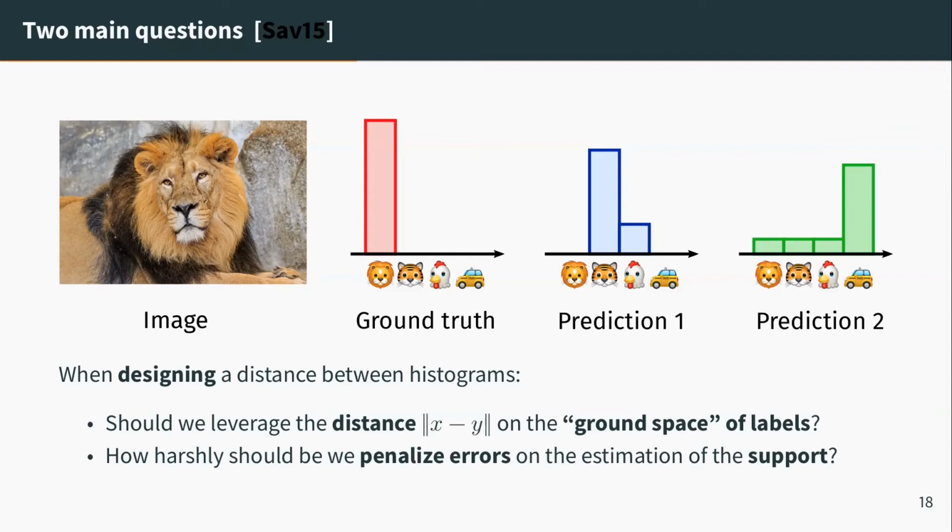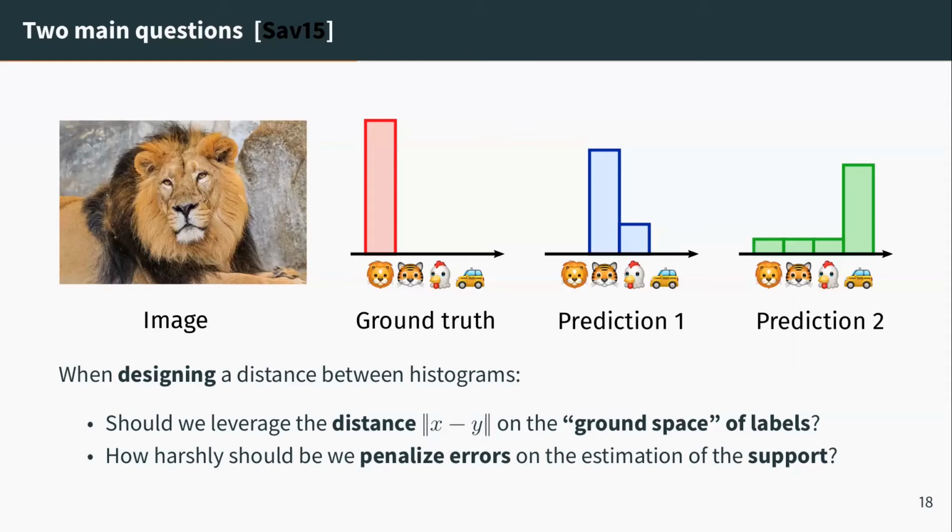And it's not something, for instance, that you're going to get with the cross entropy, because in your definition of the cross entropy, you do not care at all about the meaning of the labels. So that's one thing. One main criterion to pick a loss function over another is, do we want to leverage this distance on the space of labels?